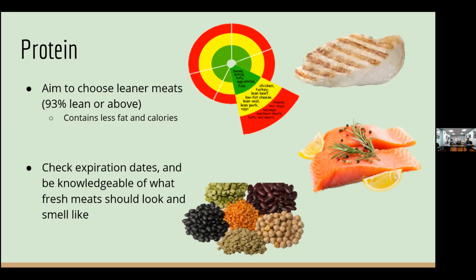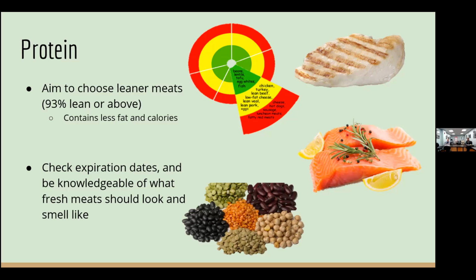Now, if you look in the red zone on the bullseye, you have your cheeses, hot dogs, sausages, luncheon meats, and fatty red meats. These are also proteins, but I call them the sometimes foods. You don't want to eat a hot dog every day, but it's nice to have a hot dog on a Sunday afternoon out in the backyard when you grill, and that's fine.